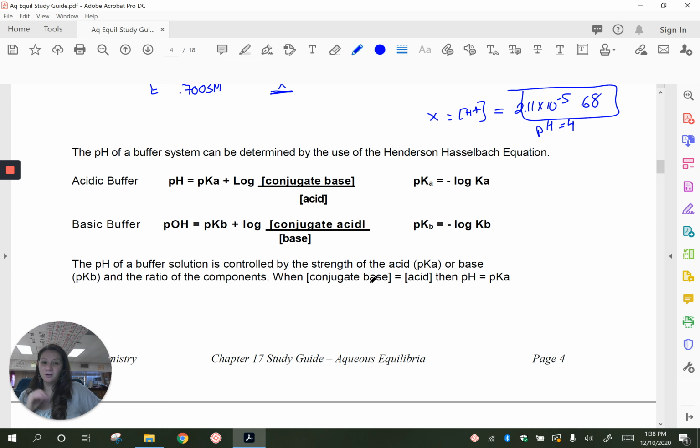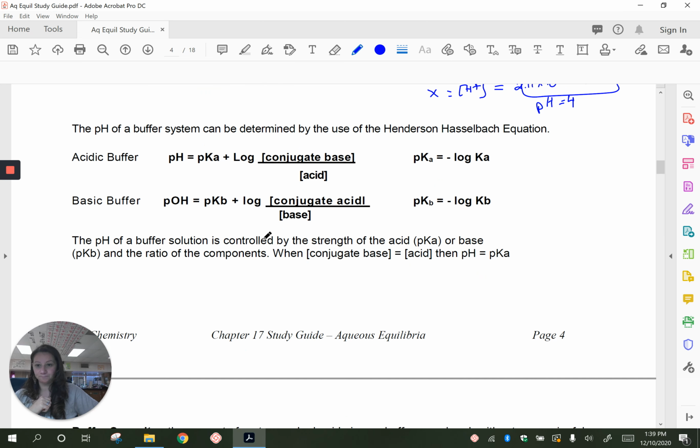When the conjugate acid concentration is equal to the base concentration, or when the conjugate base is equal to the acid concentration, then the pH is equal to pKa. So what we're saying is if this number is equal to this number, so if they're both like 1 molar, then that becomes 1, log of 1 is 0, so pH is equal to the pKa. If it's a basic buffer, if these two are equal to each other, then again, this fraction is equal to 1, so log of 1 is 0, so the pOH would equal the pKb in that case.